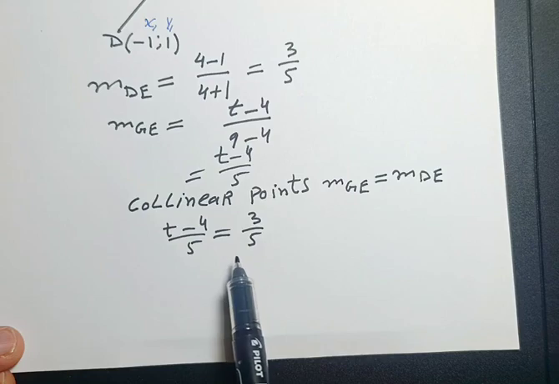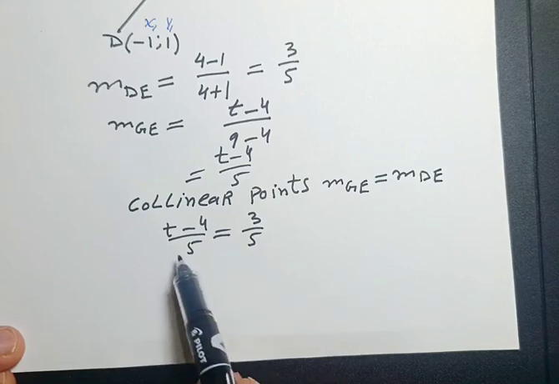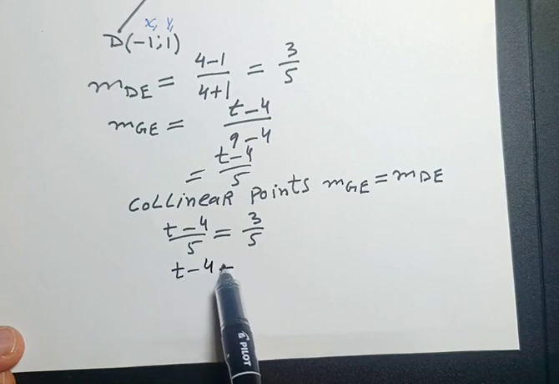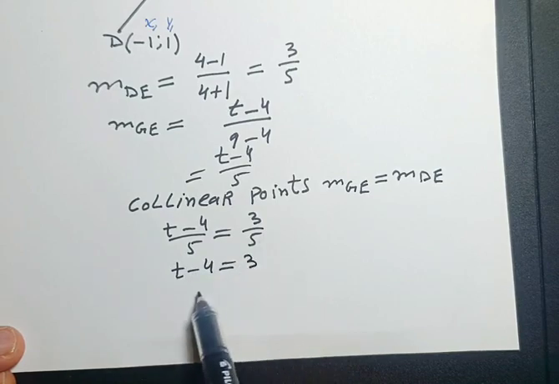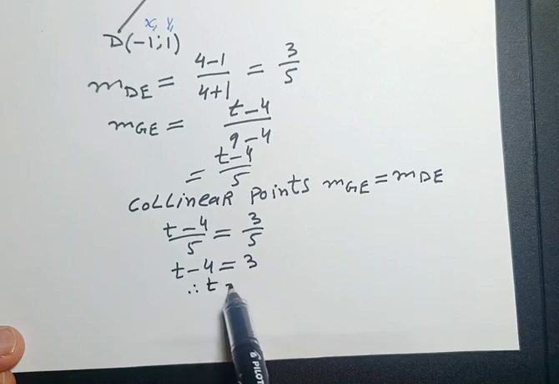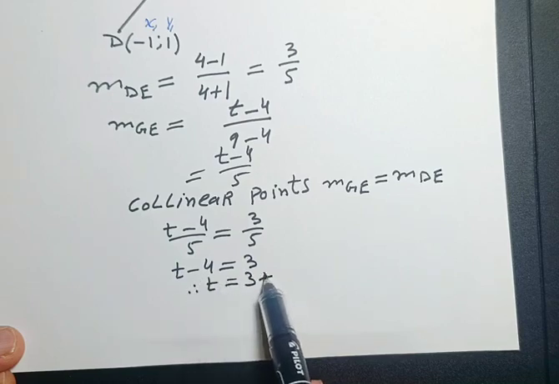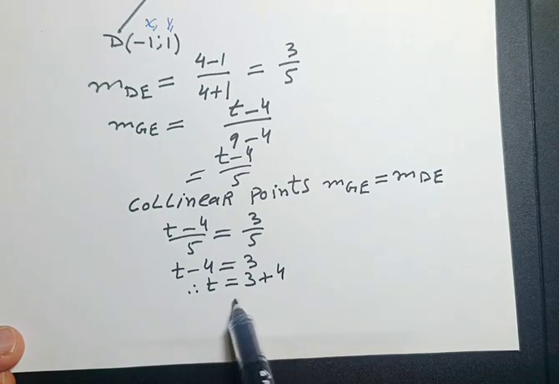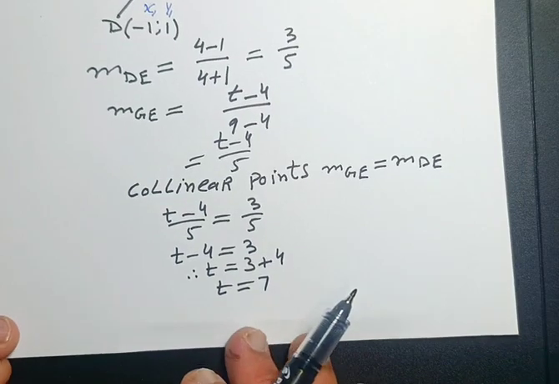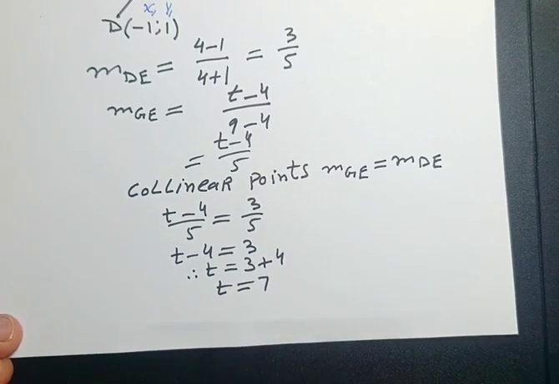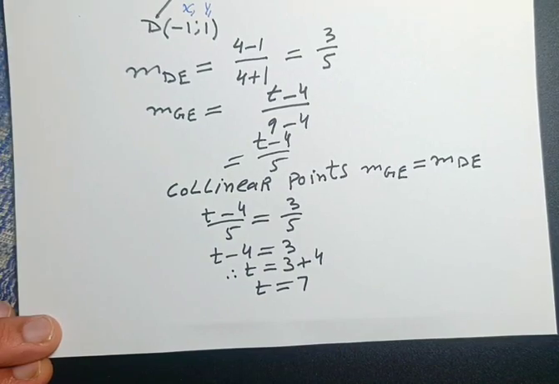So now I can cross multiply, or the LCD is 5, multiply by 5, 5 and 5 cancel, t minus 4. These are also 5 and 5 cancel, 3. Therefore, t is going to be 3, and negative 4 becomes positive 4. So t is going to be equal to 7. So now we find the missing coordinate, t is 7, through collinear points.